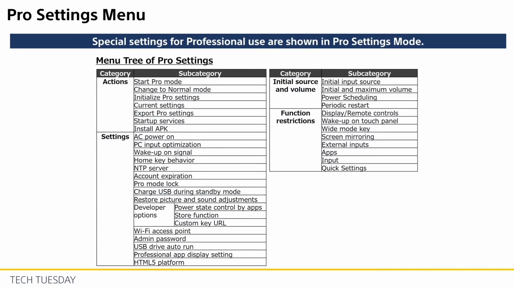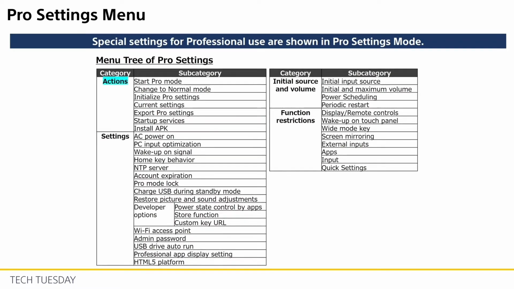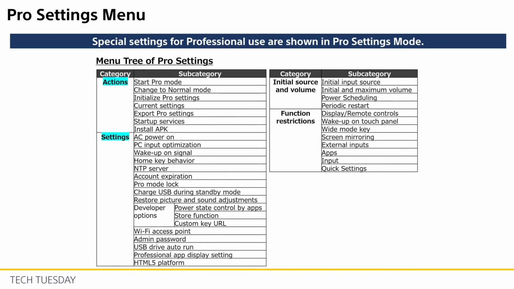So this is a look at the menu tree of the Pro Settings. You can see that there's quite a few settings that we can access and use. They're categorized into actions, settings, initial source and volume, and function restrictions.